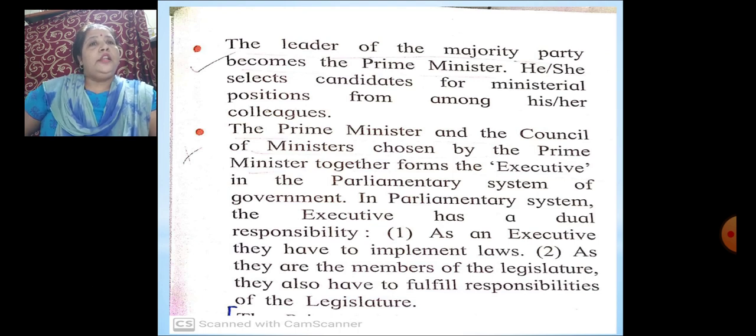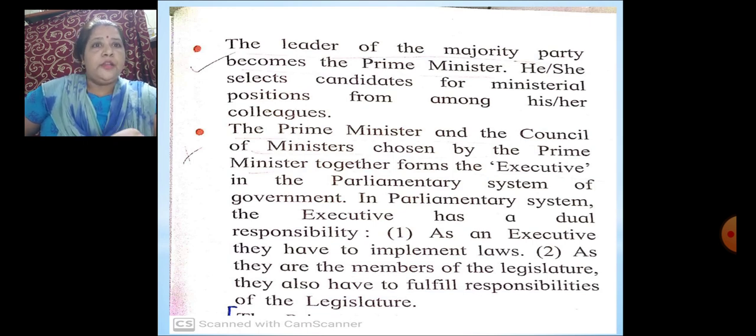Now, the leader of the majority party, after the formation of the coalition, or maybe any party getting more than half, after the majority is formed, the leader of that majority party becomes the Prime Minister. Now, who is the Prime Minister of India now? Correct. Narendra Modi ji is our Prime Minister.